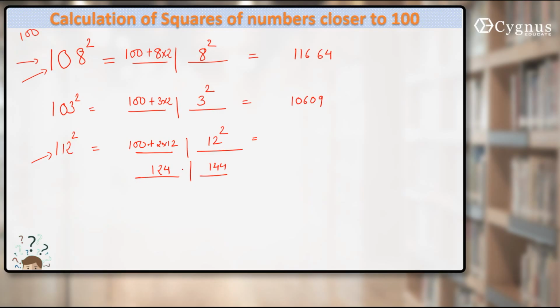So, the answer is not 124144 because we know that the second part of the answer should be of two digits only. So, instead of 144, I'll only write 44 here. This 1 will be carried over. So this 124 will become 125. So what's the answer? 12544. I hope this is clear to everyone.